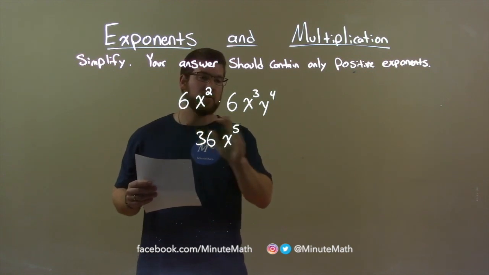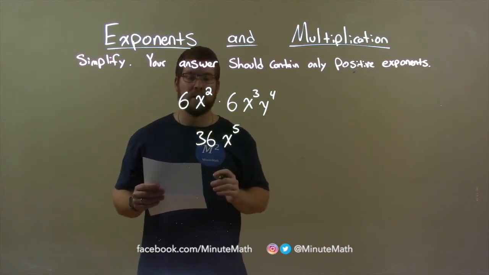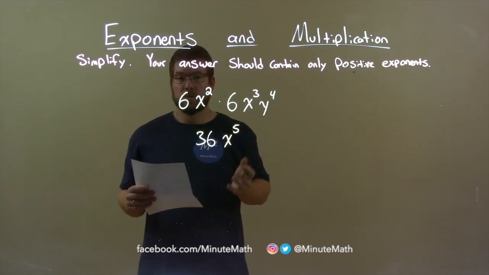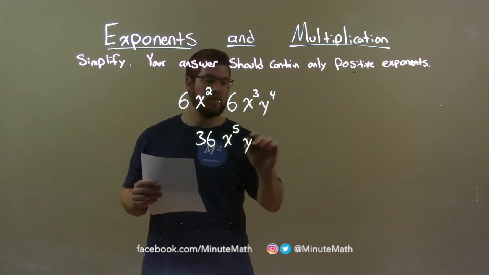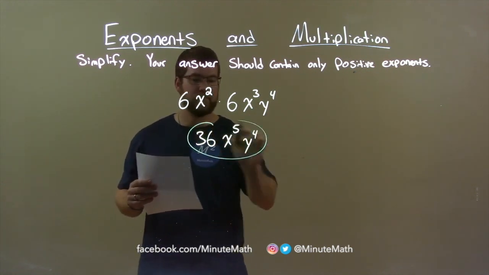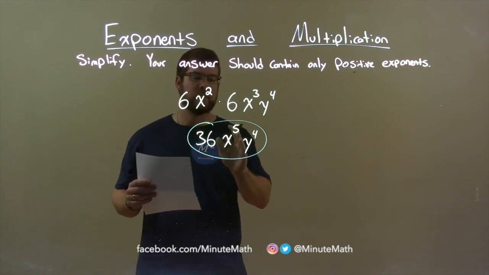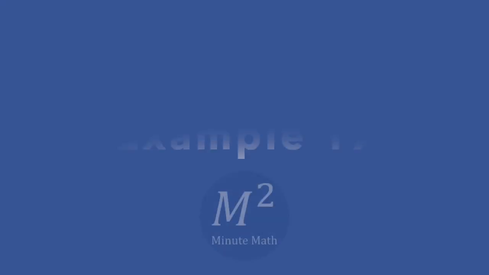We're done with the first term, and the second term has a y in it. So there's no other y to multiply, so we just bring down y to the fourth power, and now we're done. Final answer, 36x to the fifth power, y to the fourth power.